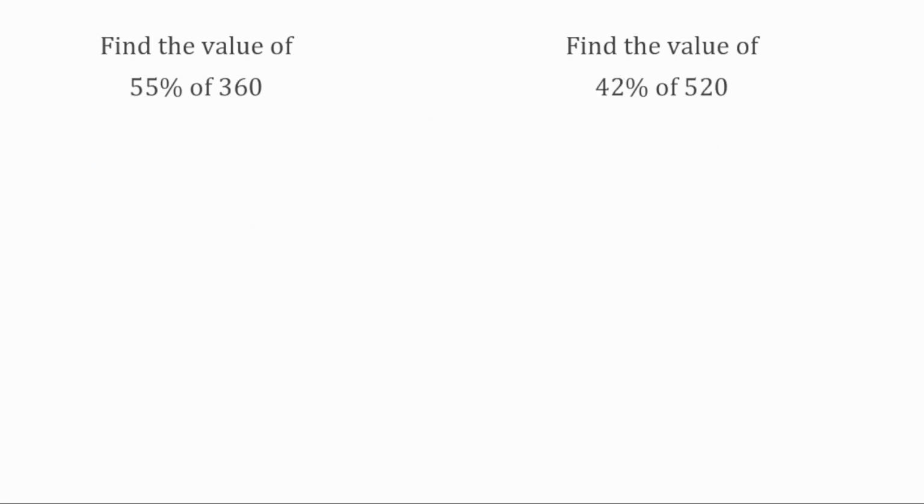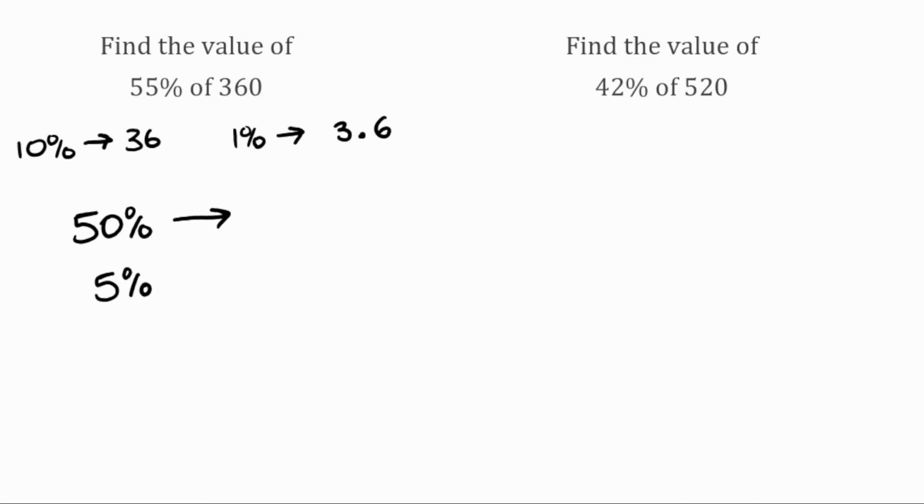Okay, moving on, we've now got 55% of 360. So again, just like before, I'm going to find what 10% is first. So to find 10%, I'm just going to divide my 360 by 10, and that would give me 36. And then I'm going to find my 1% by dividing by 10 again, so that would give me 3.6. So then we're going to split that 55% up into 50% and 5%.